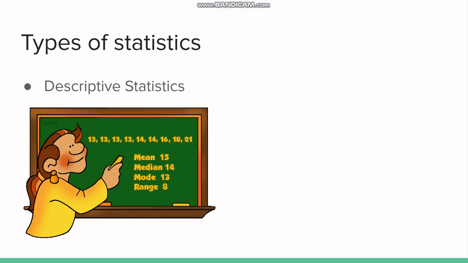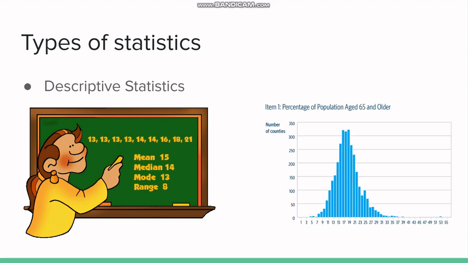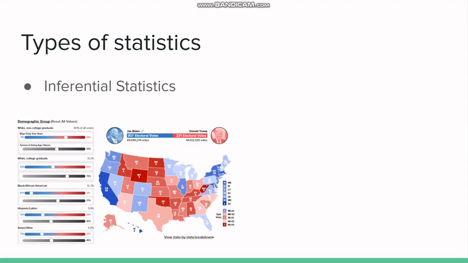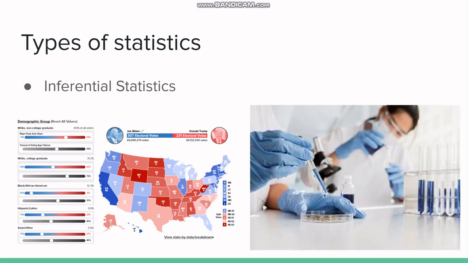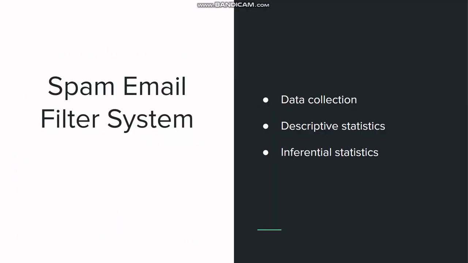Descriptive statistics. One example is summarizing the test scores of a class of students by calculating the mean, median, and mode. Another example is creating a histogram to visualize the distribution of ages in a population sample. Inferential statistics. For inferential statistics, consider using a sample of voters to predict the outcome of an election. Another example is conducting a hypothesis test to determine if a new drug is more effective than an existing one based on trial data.